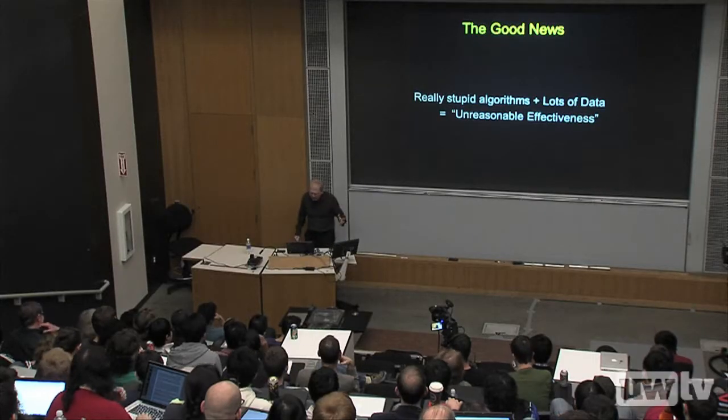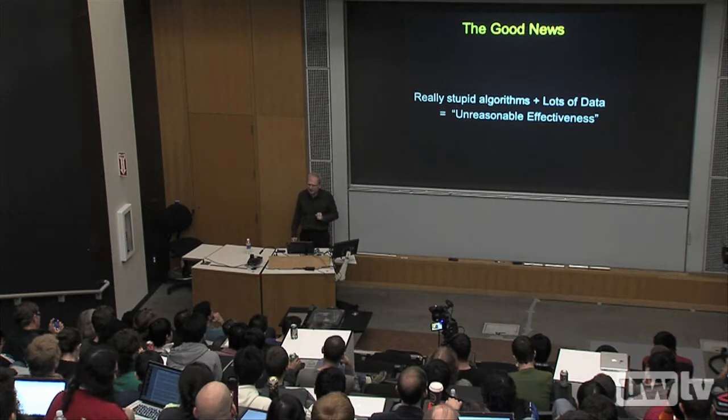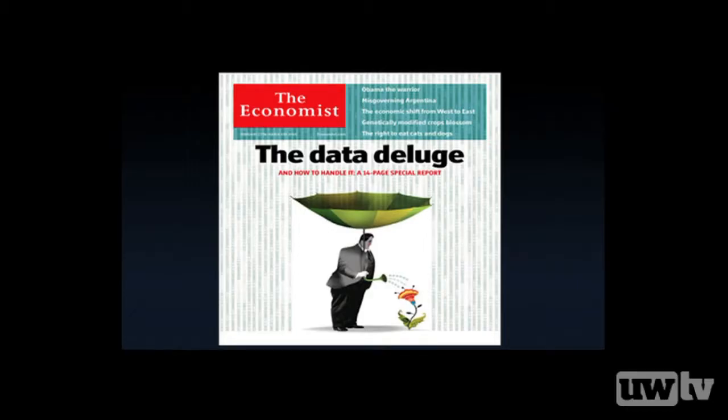And this is exactly the type of thing we want to do for visual data. This is exactly the behavior we want. We want the data to start to speak to us. And so this is the good news, right? The good news is that really stupid algorithms plus lots of data gets you unreasonable effectiveness, right? Sometimes.